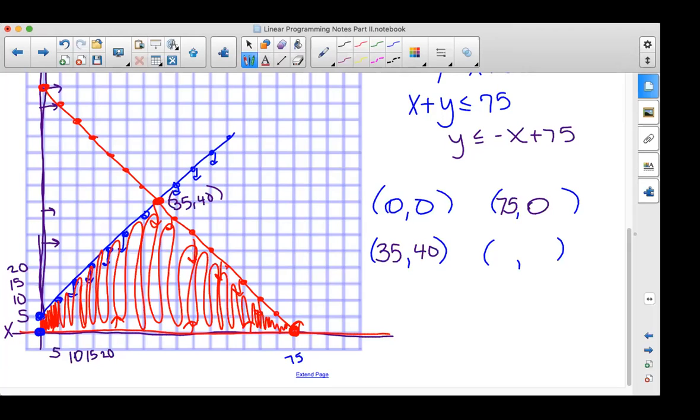And 0, 5. Nice job. So those are the 4 corner points, the 4 vertices, the 4 places where both of my inequalities are intersecting with each other. So 2 of them on the x-axis, 1 on the y-axis, 1 in the middle of the graph. And that's what we did pretty much on Friday.